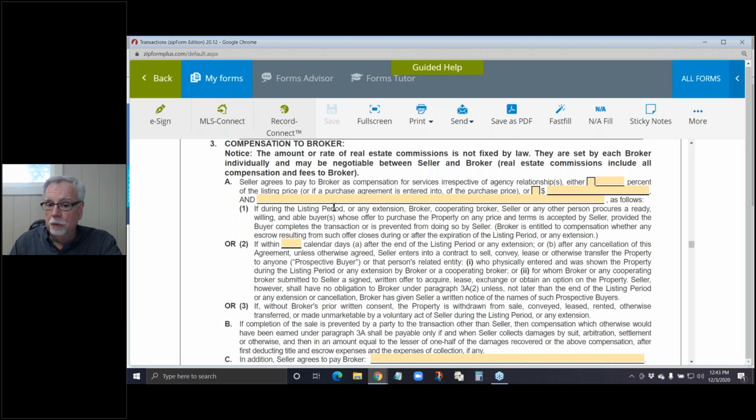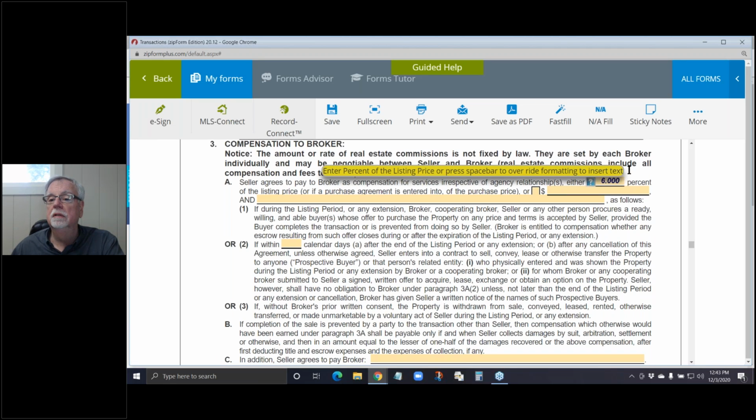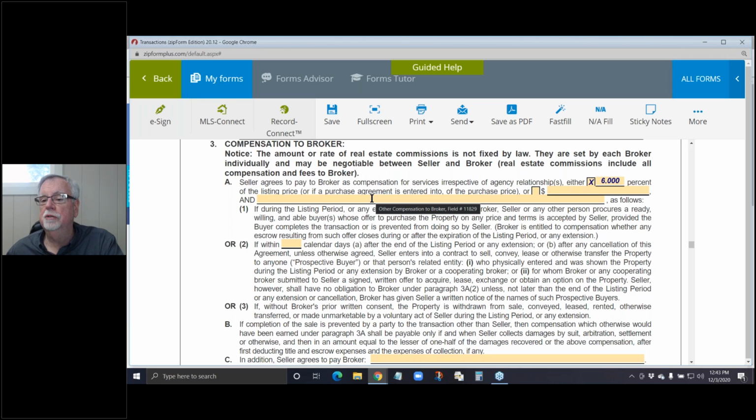Paragraph A, we're getting to the really good stuff. The seller agrees to pay broker as compensation for services, irrespective of agency relationships, either, and we might want to say 6%, right? Why not? Sometimes the button is easier to push than others. Of the listing price, or if a purchase agreement is entered into, of the purchase price, or you could type in a dollar amount, and you could add an explanation.